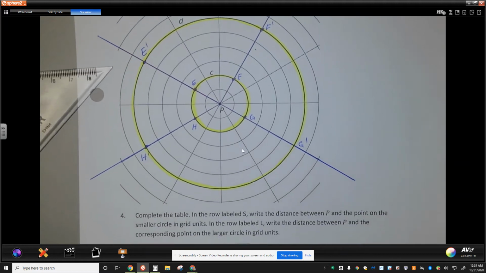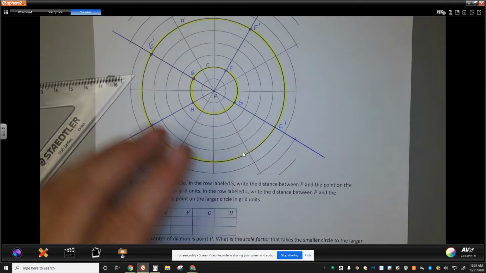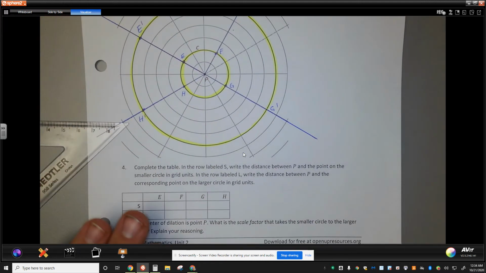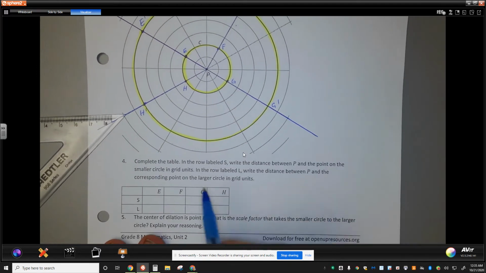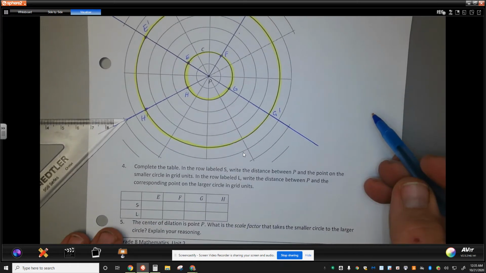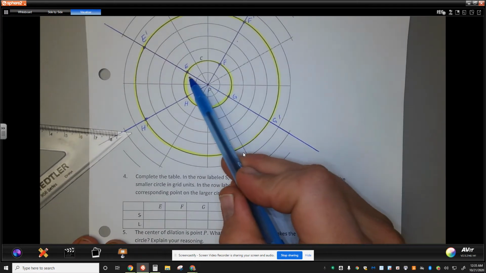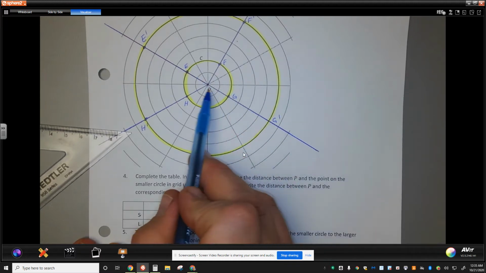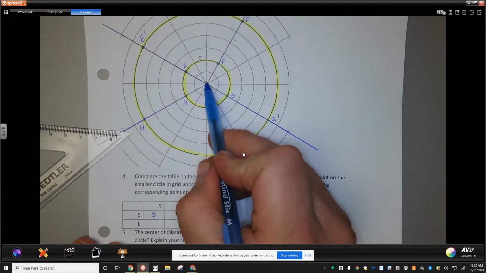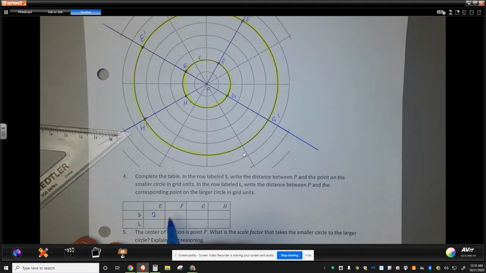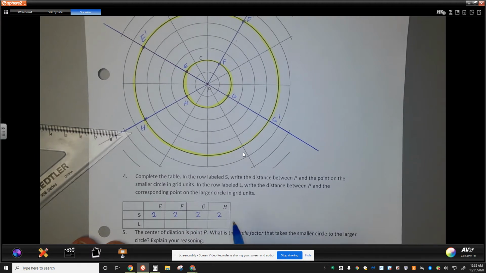Okay, there you go. Number 4, complete the table in the row labeled S. Write the distance between P and the point on the smaller circle in grid units. In the row labeled L, write the distance between P and the corresponding point on the larger circle. So we have the smaller circle, we have the larger circle. First thing, from P to E is just 2 units. So when we count this, we go from here 1, 2. We see that F is 1, 2, G is 2, H is 2. So these are all 2.